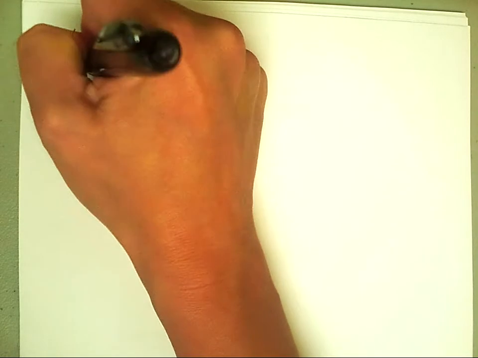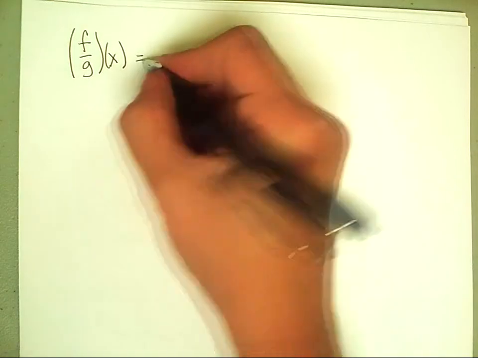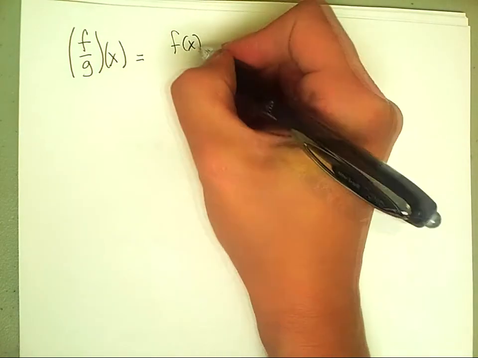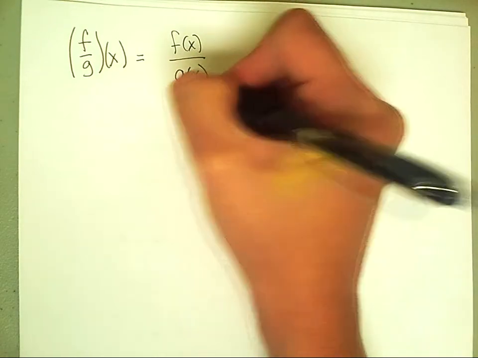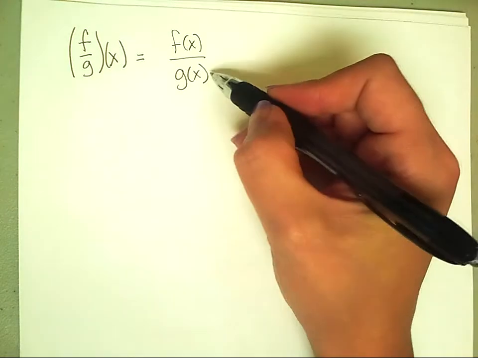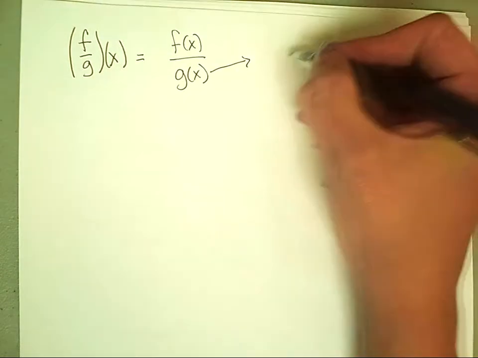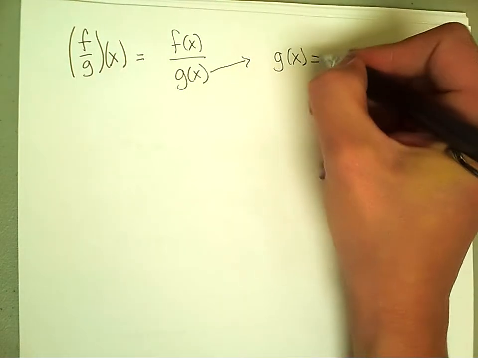Now things will get a little different when we divide. If I wanted to find f divided by g of x, remember what that means. We'll take f of x and divide it by g of x. But now this is a rational function, so we know that g of x cannot equal 0.